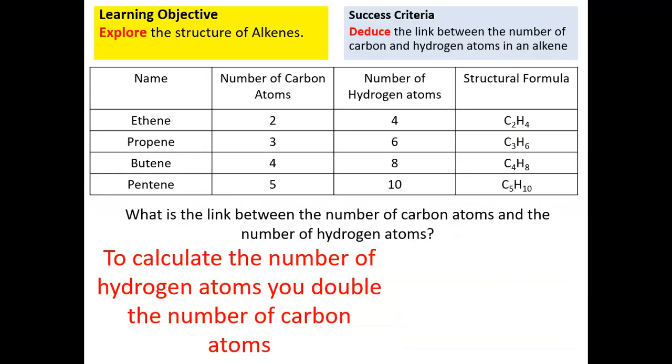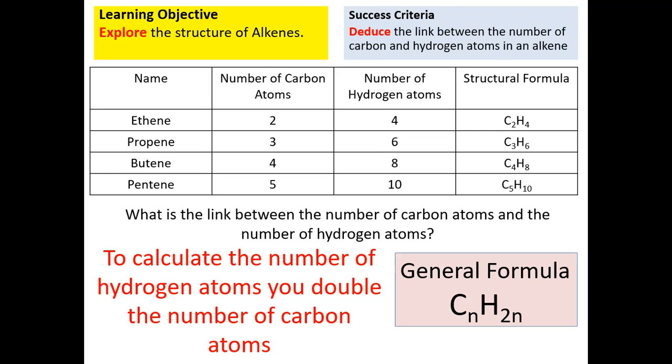This time you should notice that all you have to do is double it. You double the number of carbon atoms to get the number of hydrogen atoms. So our general formula this time is CnH2n, where n can be absolutely any number. You could have millions, hundreds, thousands. It could be some completely random number. It really doesn't matter.